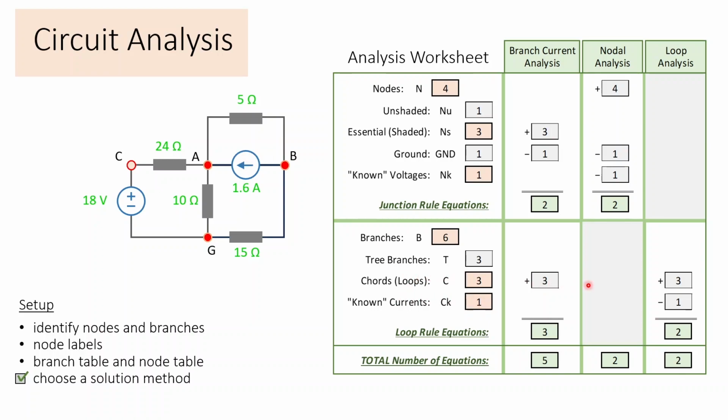Then we'll bring over the appropriate cells, and for branch current analysis, it's just the number of loops that we need, and that's how many loop rule equations we write. So then we have a total of 2 plus 3 is 5 equations for branch current analysis. For nodal analysis, we said there are no loop rule equations to write, so we have 2 equations to write. For loop analysis, we take the number of loops minus the known currents, and that leaves us with 2 loop rules to write, and so a total of 2 equations.